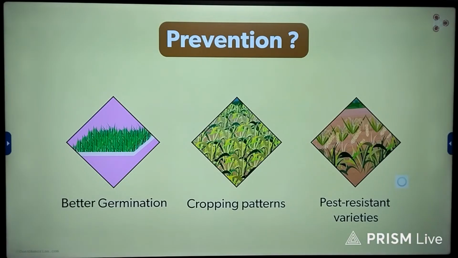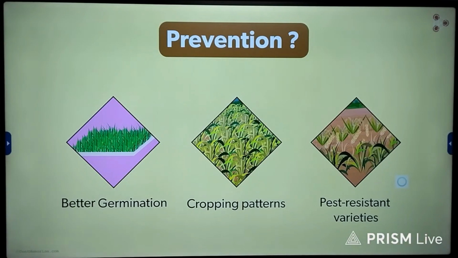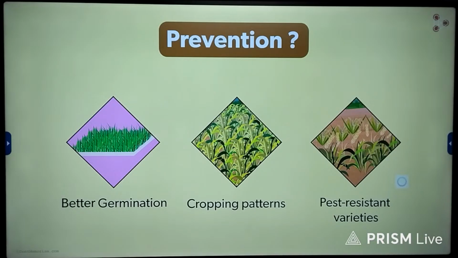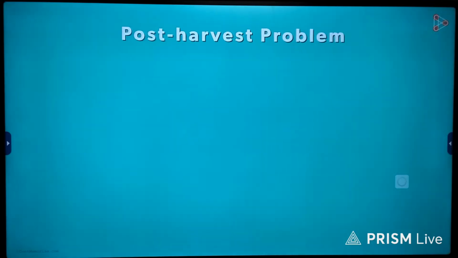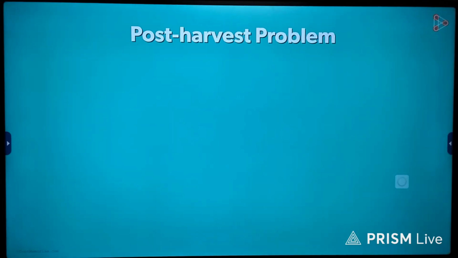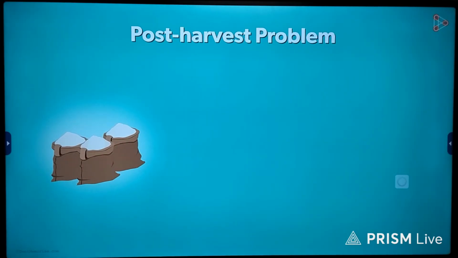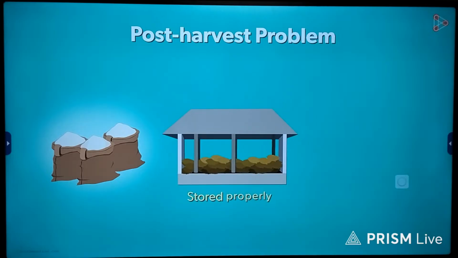Now that we have addressed different control and preventive mechanisms of plant damage, let us look at the problems that arise post-harvesting of crops. We assume that once crops are harvested, they are free from any threats. That's not the case. Once grains are harvested, the grains need to be stored properly.